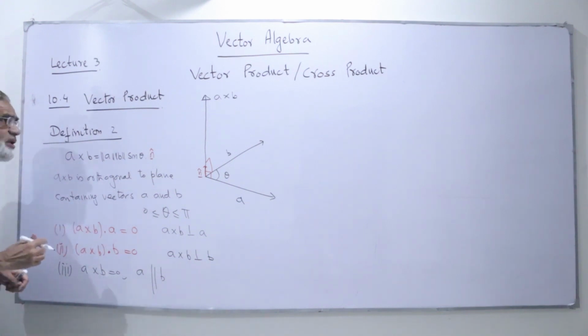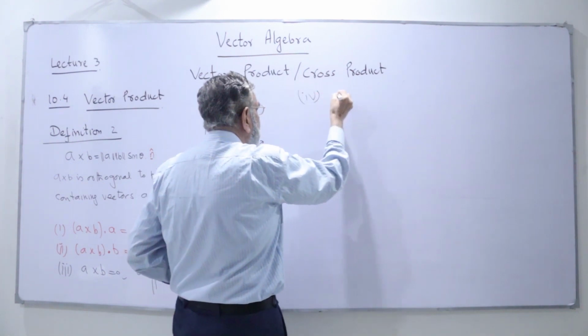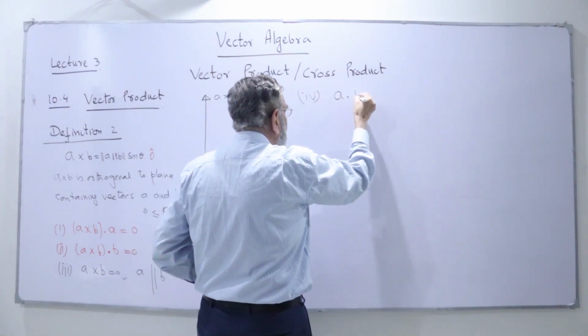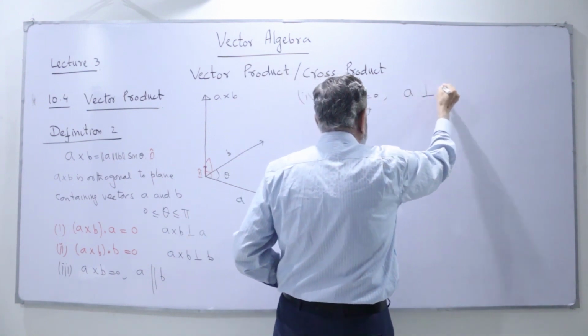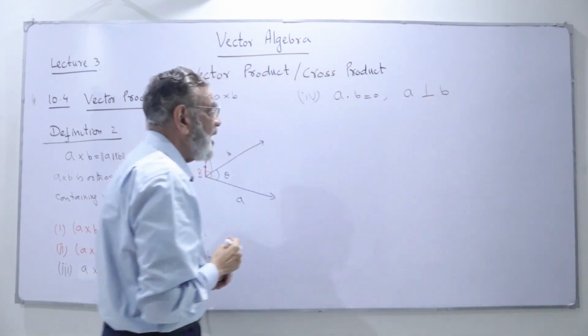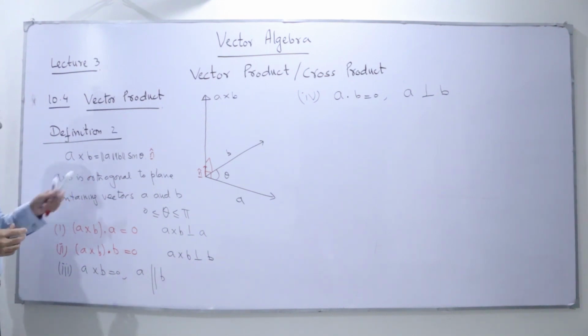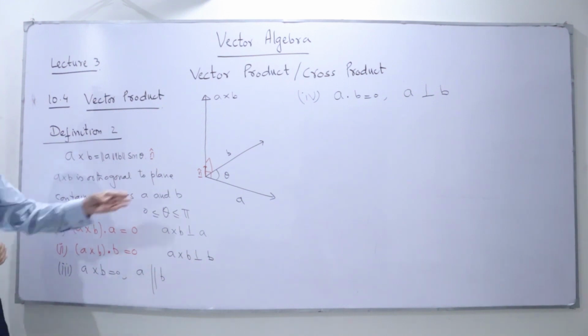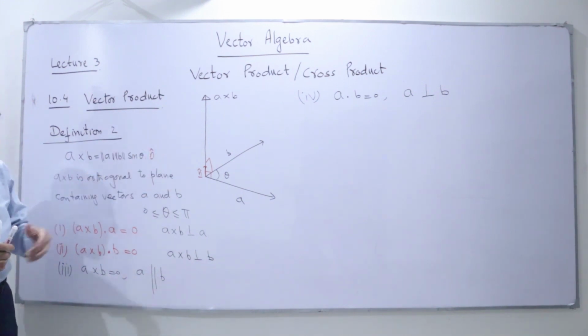We have already seen this result before, that in the case of the dot product, when A dot B is equal to 0, then A is orthogonal to B. That we have already done in the dot product. In the cross product, when A cross B is 0, then A is parallel to B. So those are the ideas we get from here. Now we have the magnitude and also the direction. The direction we have seen. What's the magnitude? The magnitude is AB sine theta.